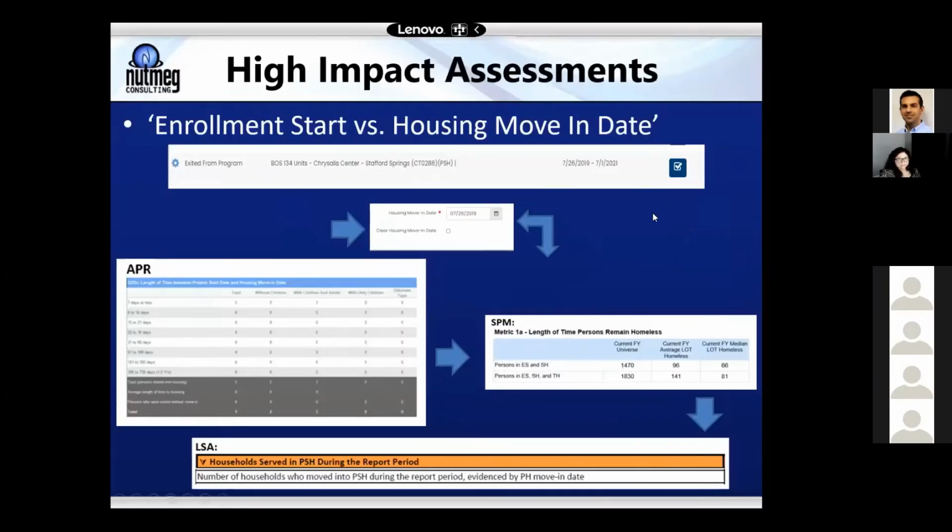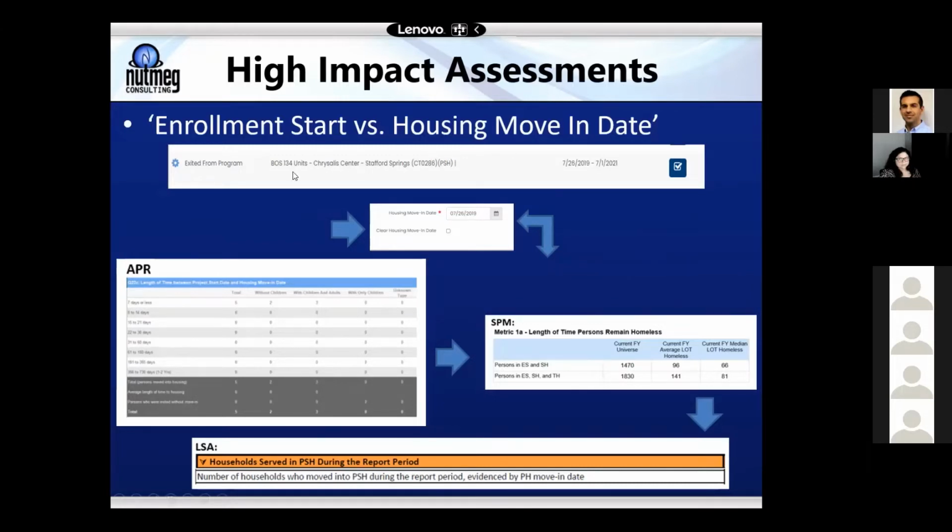Okay. All right. So now enrollment start date versus housing move-in date. It's very important to understand the distinction with these two data points because one is just an enrollment into a program. The other actually stops the homeless clock from counting. So enrollment start date is the date the person started in your program, started services in your program. It's not necessarily, but could be, the date they moved into the program as well.